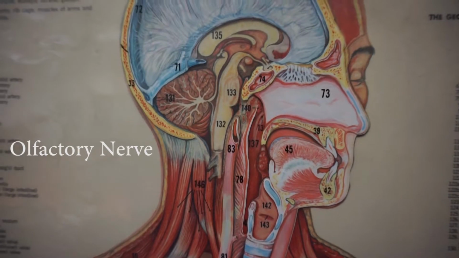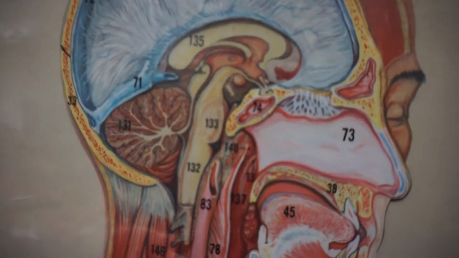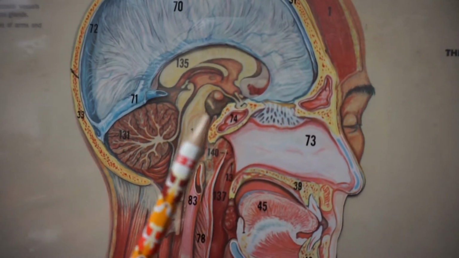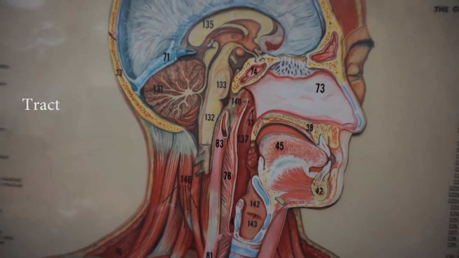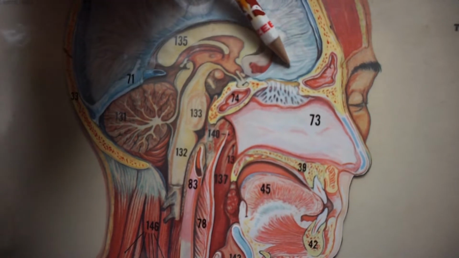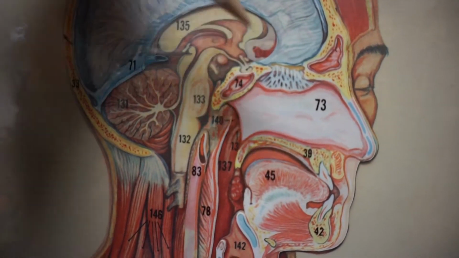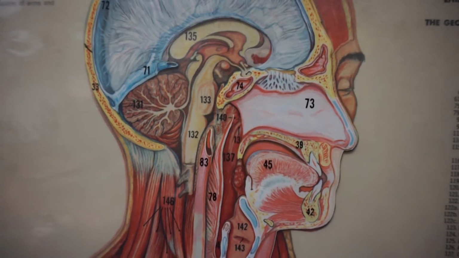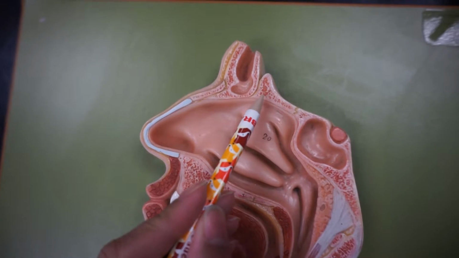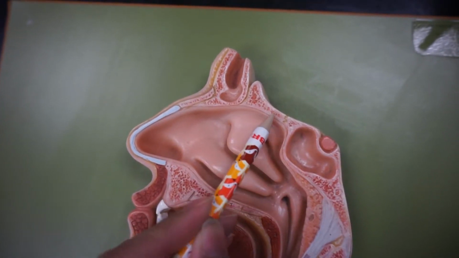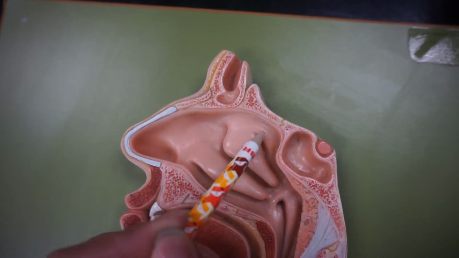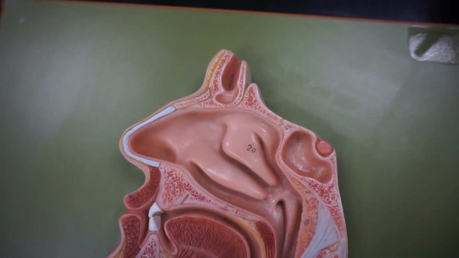The olfactory nerve lies above the cribriform plate. The olfactory nerve consists of the olfactory tract, the bulb, and the filaments. The filaments are what branch down into the superior area of the nasal conchae. In this model, you can see the cribriform plate a lot more clearly. The olfactory nerve would lie above, and the branches will enter into the superior nasal conchae.